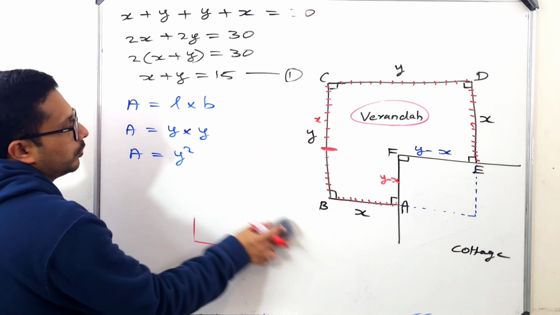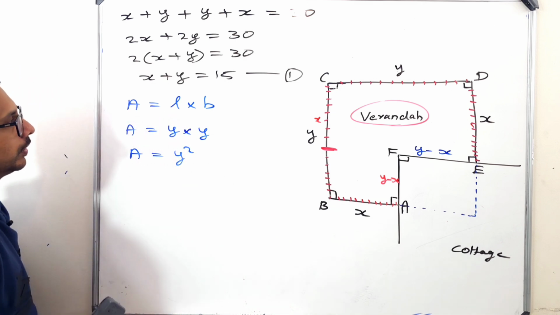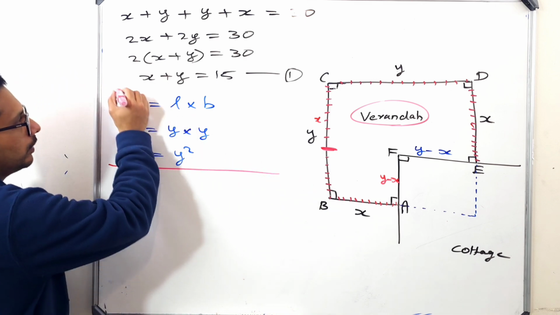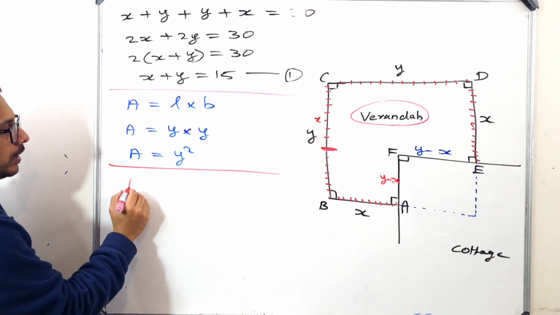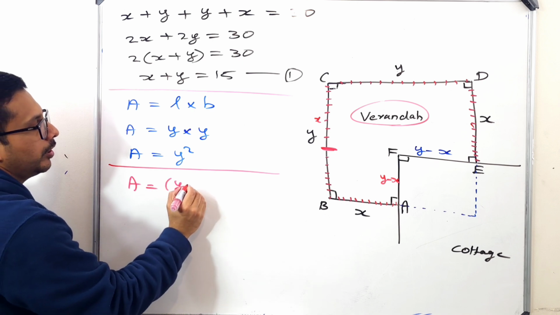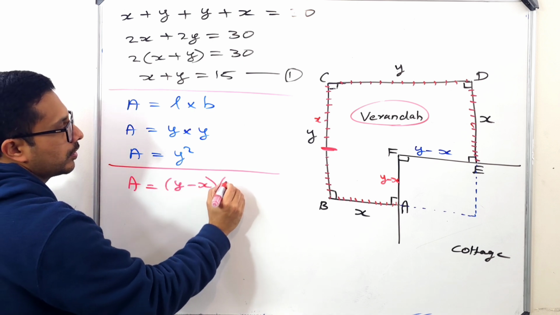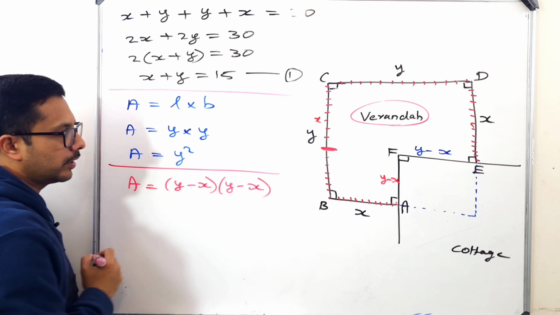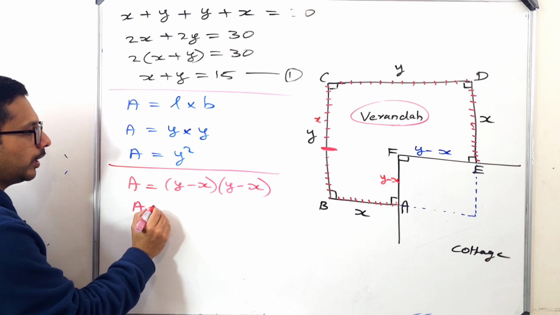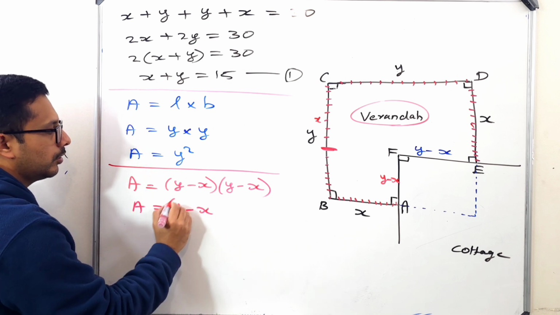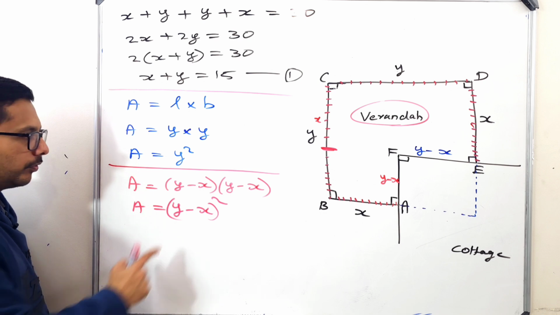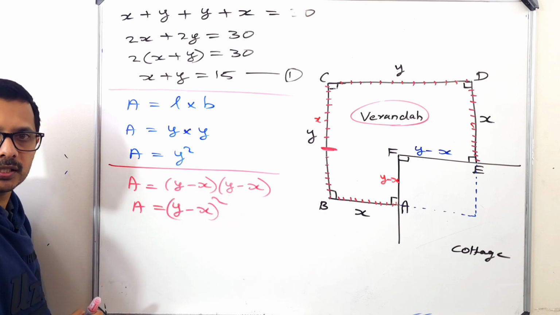Okay, so let's stop that one there. Then the next area is equal to y minus x times y minus x. Is it not that one, y minus x the whole square? Y minus x times y minus x is y minus x the whole square.